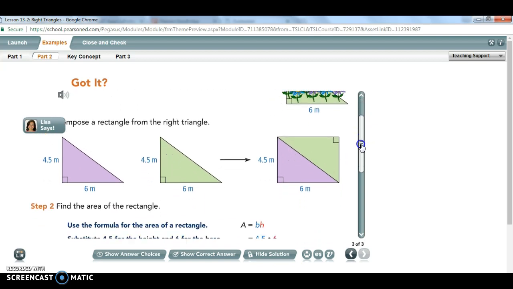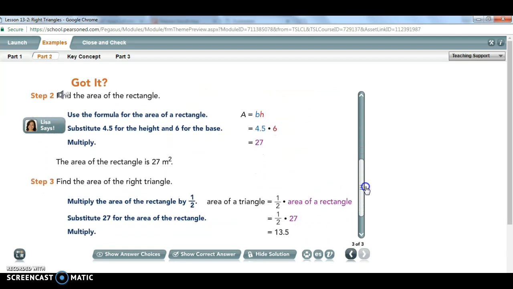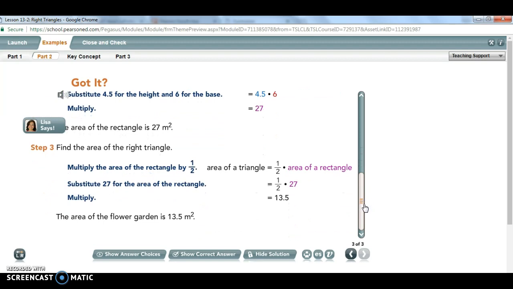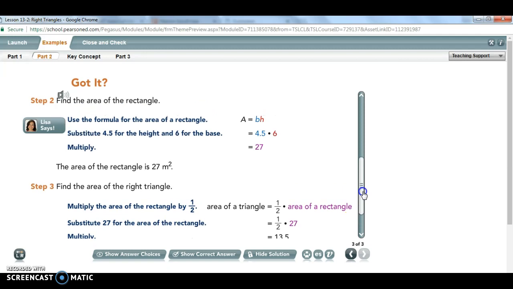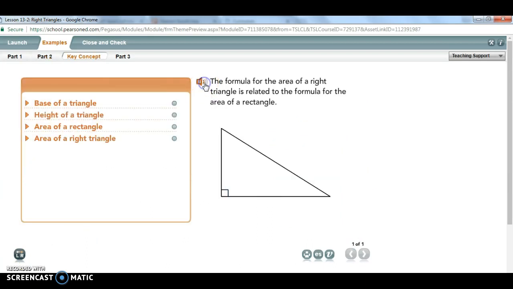Step 1, compose the rectangle, find the area. Step 3 is find the area of the right triangle by dividing by 2. You can pause the video and read through this if you would like to, but I'm going to move on to the key concept. The formula for the area of a right triangle is related to the formula for the area of a rectangle.